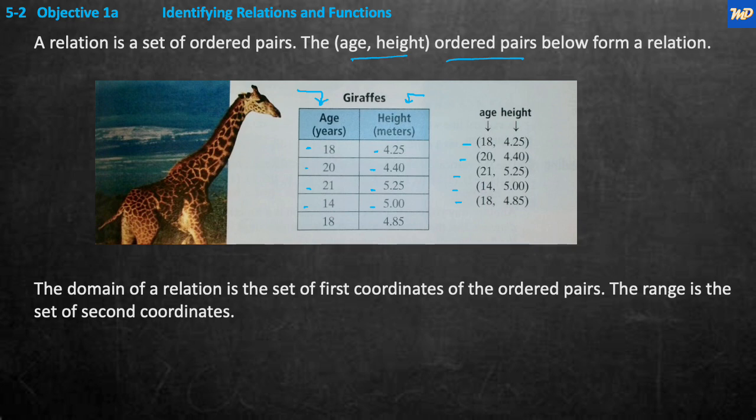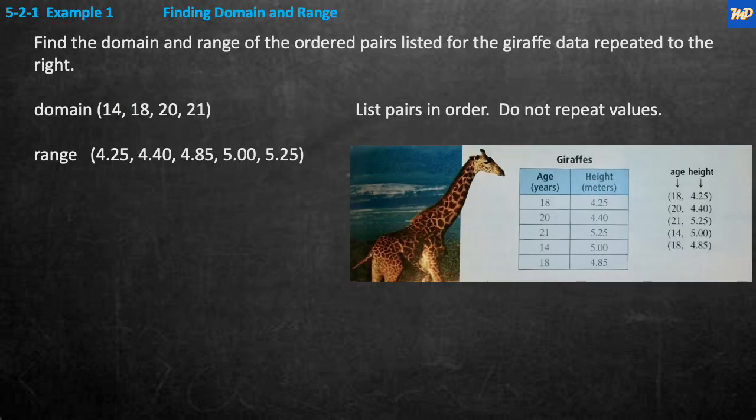It says the domain of a relation is the set of all first coordinates of the ordered pairs. The range is the set of all second coordinates. Well, these are the first coordinates over here, the x values. These are the other values, the range, the y values, however you want to look at it. These are x values over here. These are y values there. You're going to see this come up quite often. Okay, let's move on.